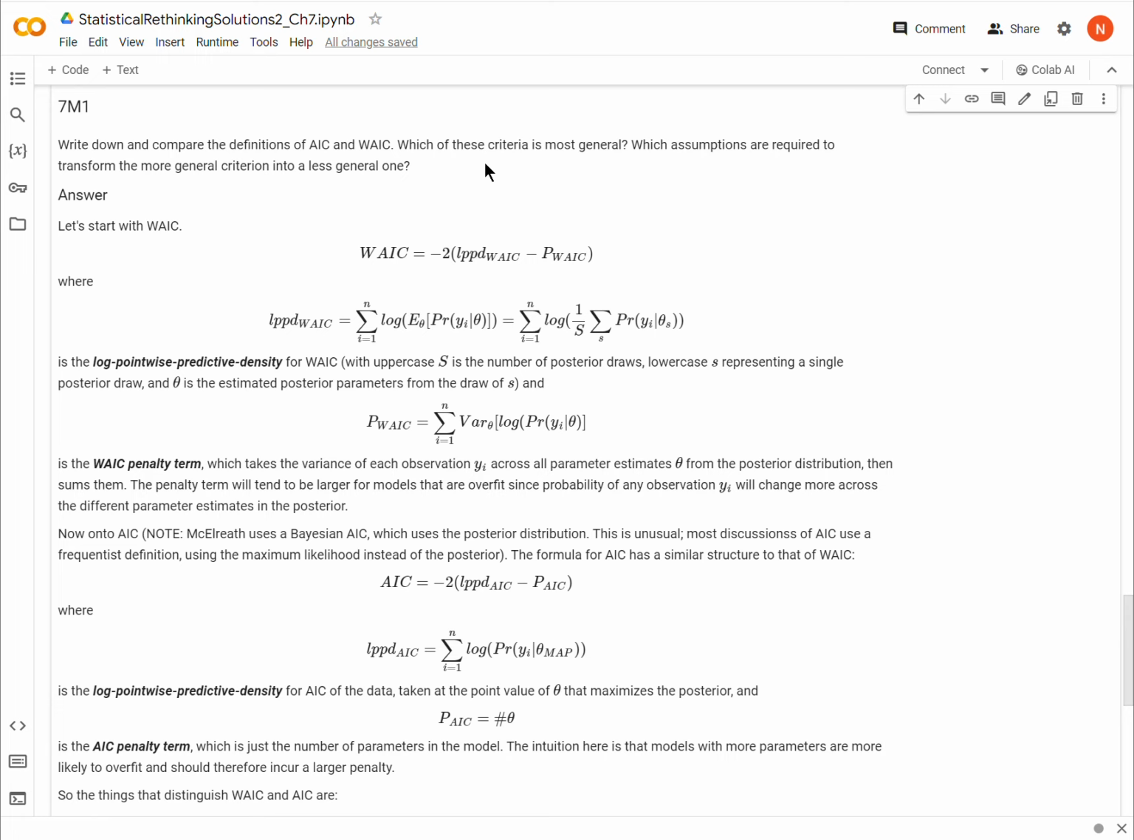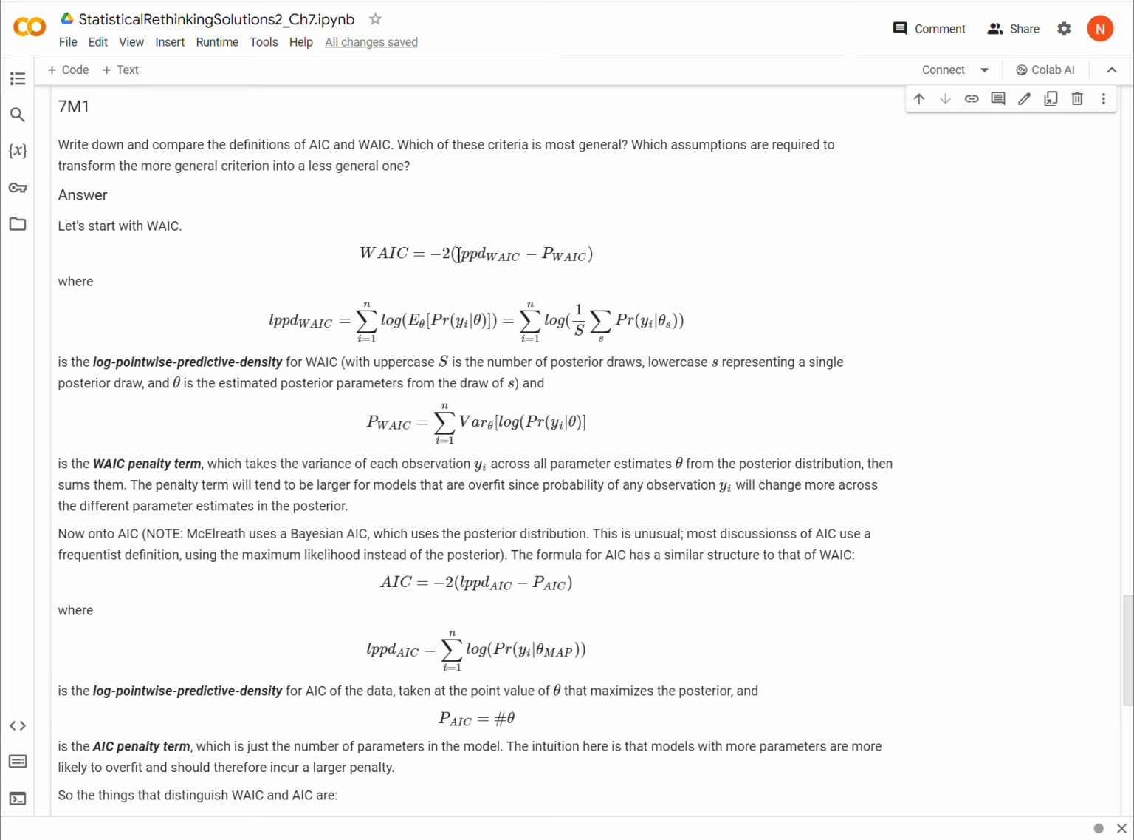Okay, so in other words, there is a risk of overfitting with our models, and we're trying to determine how much of a risk there is by the use of AIC and WAIC, as well as other methods that are discussed in this chapter, but we won't get to here. Let's start by looking at the definitions for WAIC and AIC. Okay, so here's the definition for WAIC, where we have the log predictive pointwise density for WAIC, as well as a penalty term.